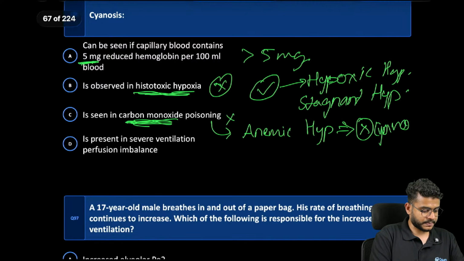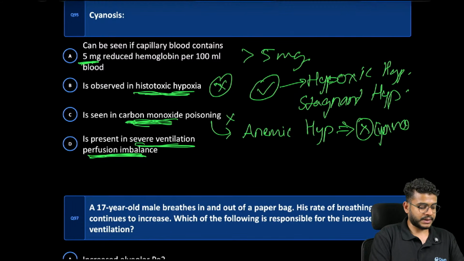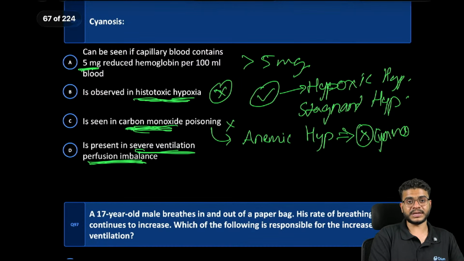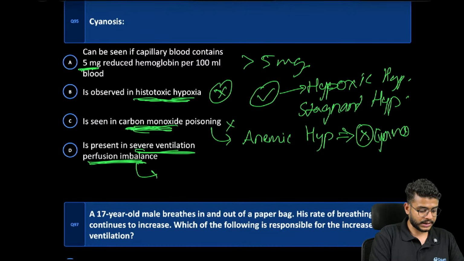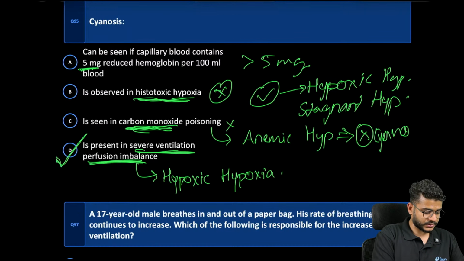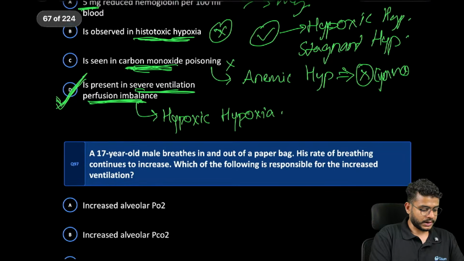The last option is present in severe ventilation perfusion imbalance. Severe ventilation perfusion imbalance causes what? A problem with the oxygen diffusion, which is hypoxic hypoxia, in which cyanosis is present. So the correct option is option D.